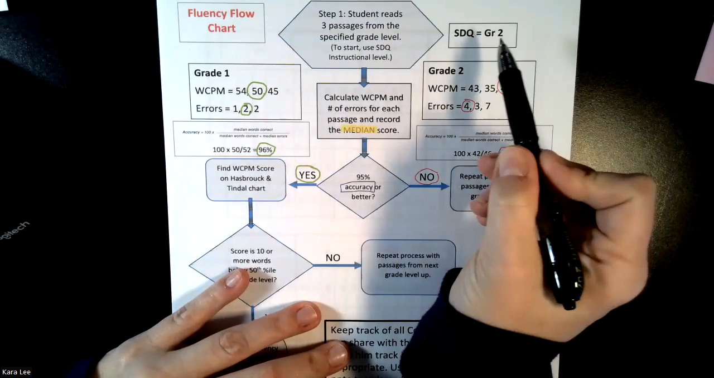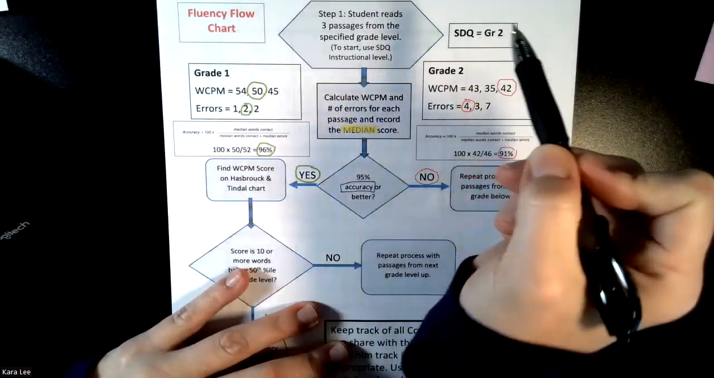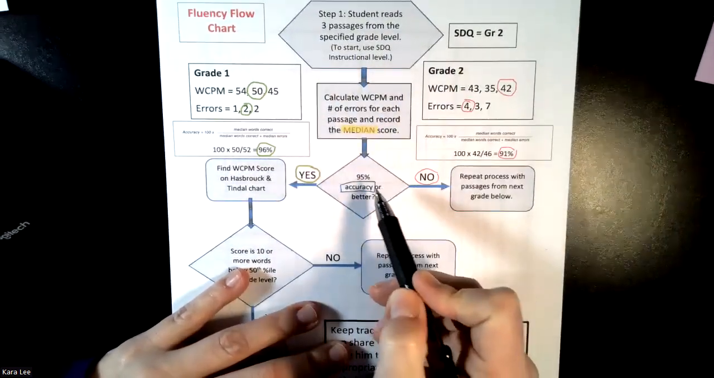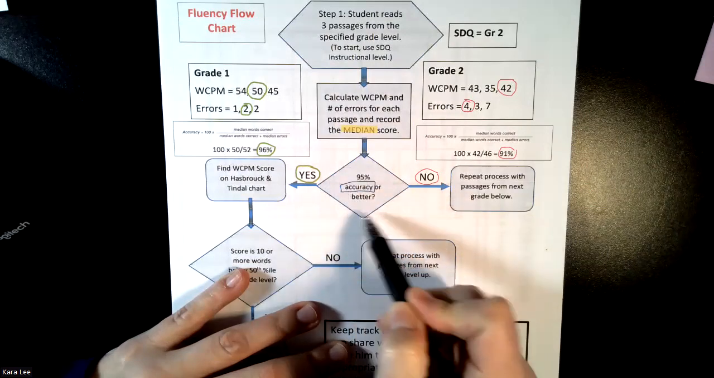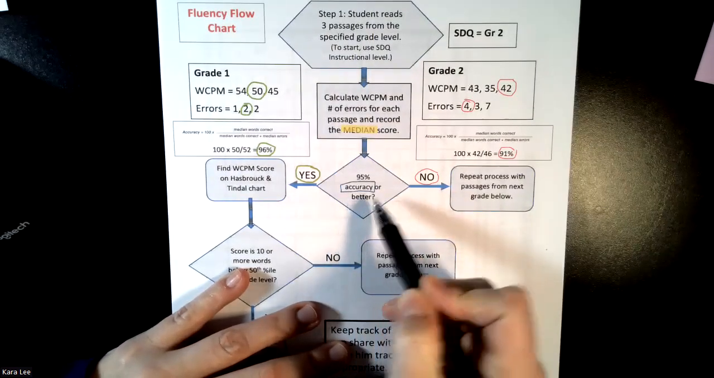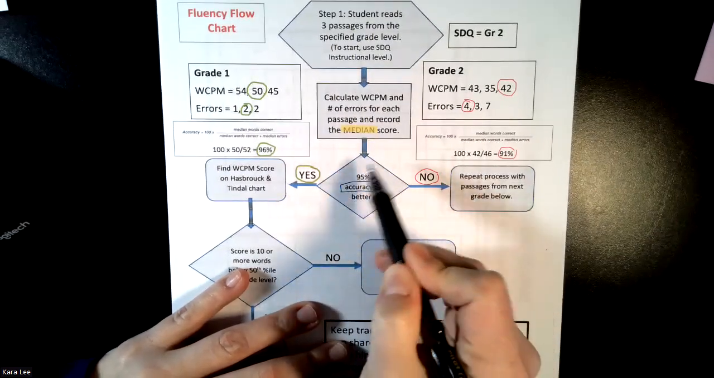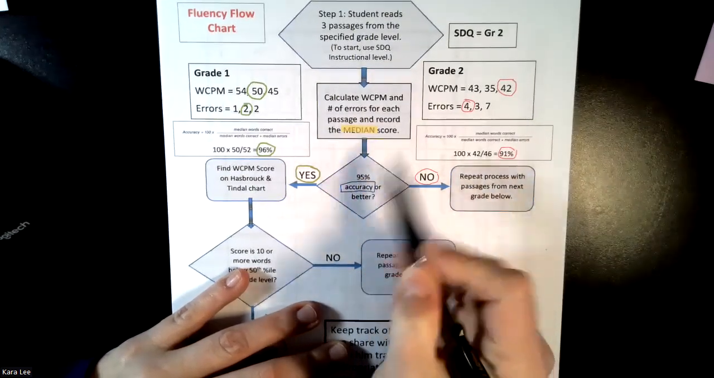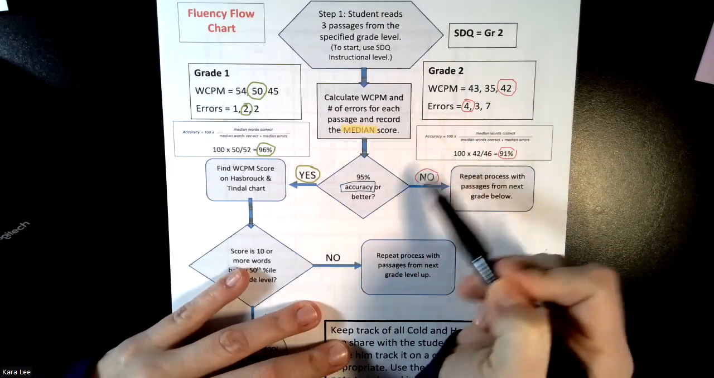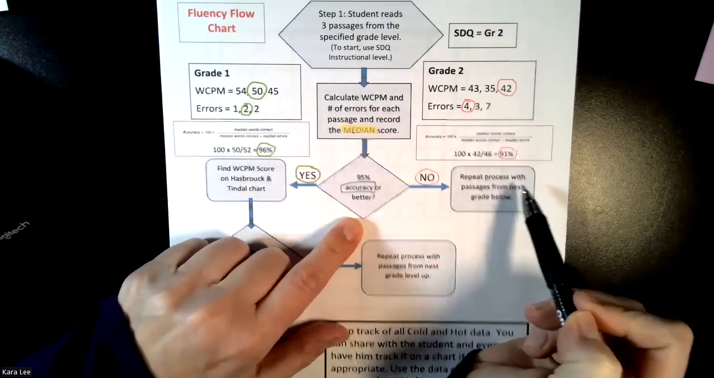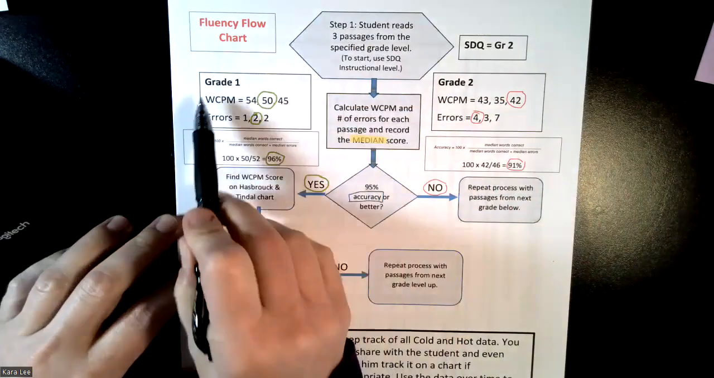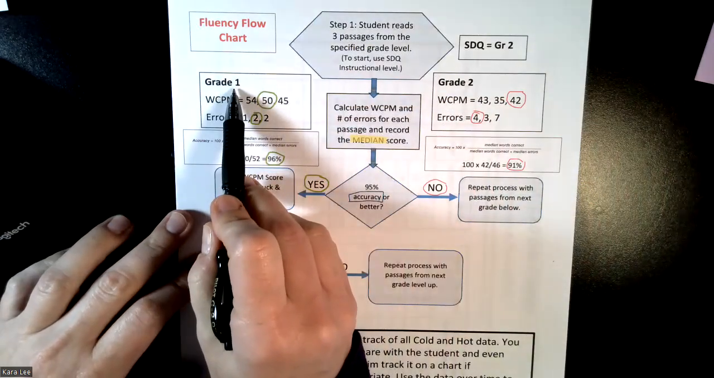In other words, 2nd grade, we are not working on fluency until we have an accuracy score of 95% or better. So I don't even care about words per minute at this point. I'm only checking right now for accuracy. I mean, I have to find words per minute to find accuracy, but you get what I'm saying. So I'm going to repeat the process now with 1st grade level text.